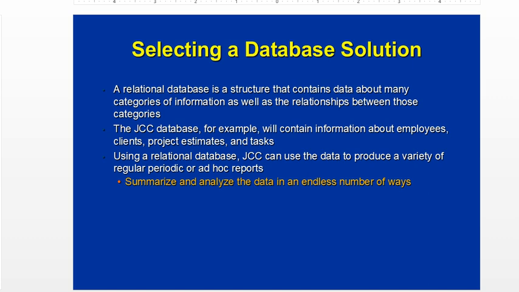So a relational database is a structure that contains data about many categories of info, as well as the connection between them, so the relationship between those categories. So JCC database, for example, will contain what?